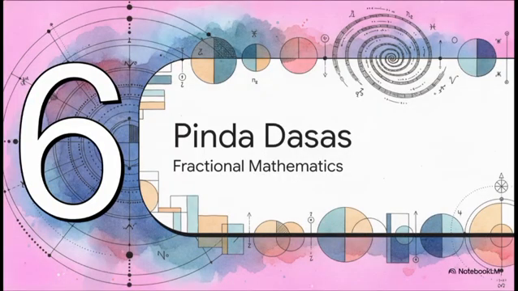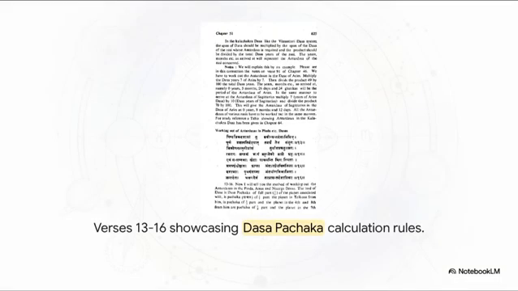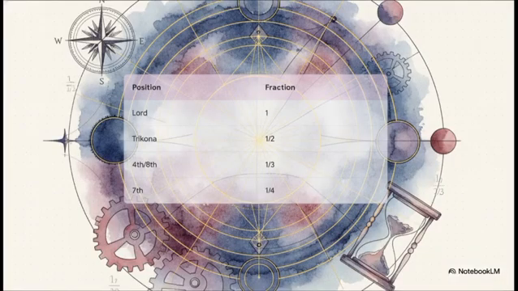Our final section today, Section 6, Calculations in Pindadasas. Advancing to verses 13 through 16, we uncover some really unique fractional mathematics. The Sanskrit instructions explicitly detail the Dashapachaka rules. What this section reveals is how dasha periods aren't just handed over to a single planet. Instead, they are meticulously divided among interacting planets based entirely on their precise spatial relationship to the lord of the dasha. To make sure we completely grasp this proportional allocation, we have to look at the specific spatial rules.